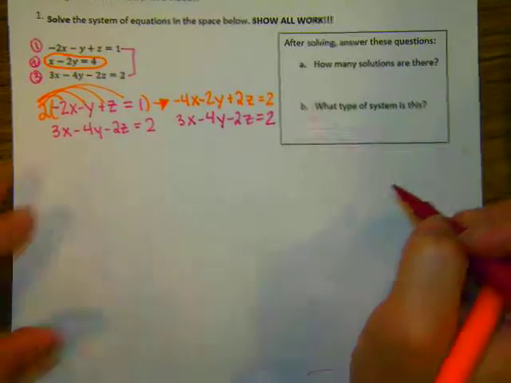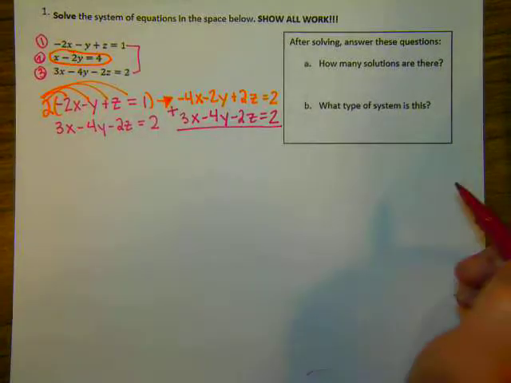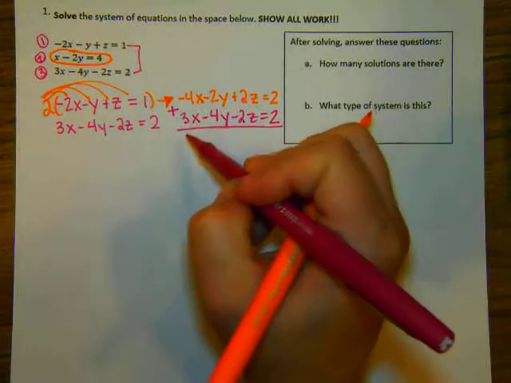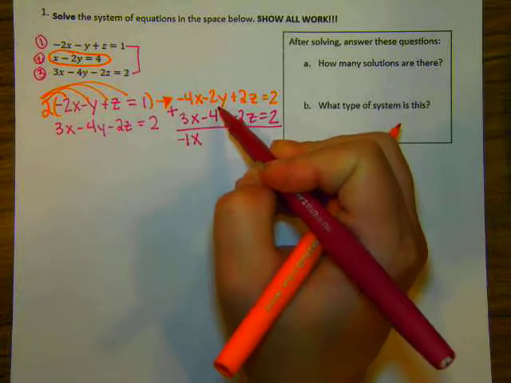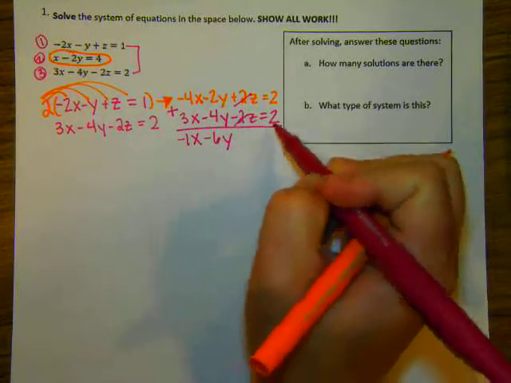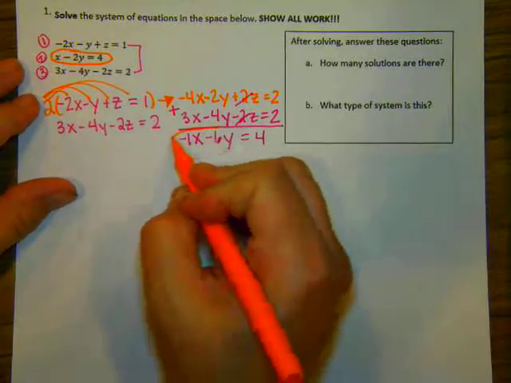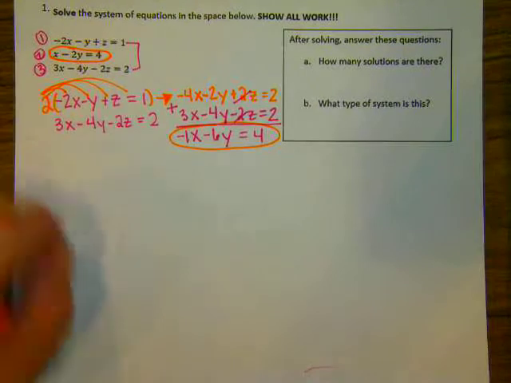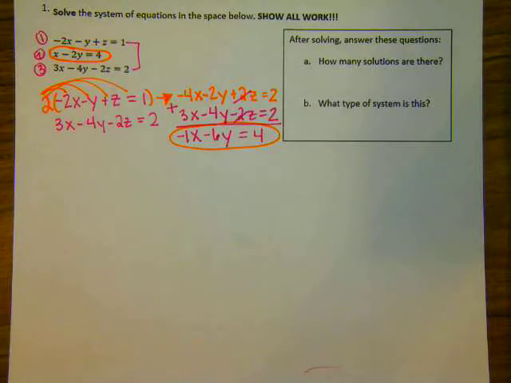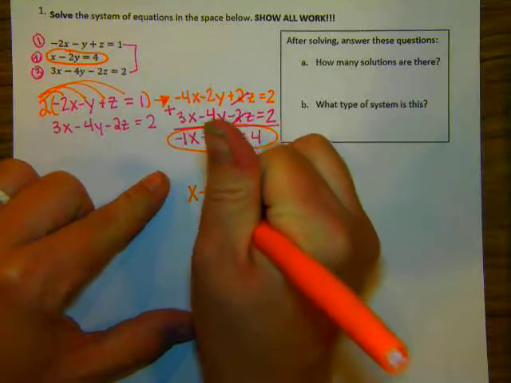And remember, once you have them all lined up, your goal is to add. So they'll make negative 1x, negative 6y, cancel out the z's, 2 plus 2 is 4. So now if you notice, you have two equations that are both with x and y. That's what you want. So our next step is to pair these two together. So I'm going to rewrite them down here.